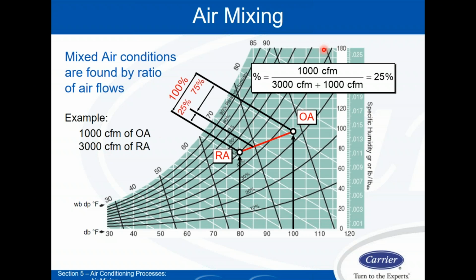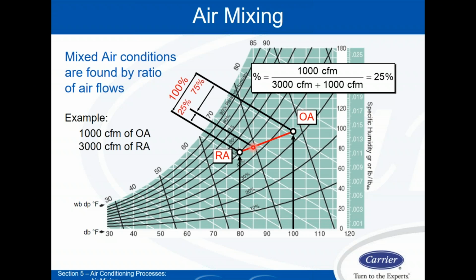Outside air is 1,000 of that, so I have 25% outside air, which means if I want to figure out what happens when these two mix, I need to go 25% away from the return air point. Some people make a mistake and go 25% of the distance from the outside air, but that doesn't make any sense because I have 25% outside, 75% return air. I should be closer to the return air once I mix them. So I go 25% away from the return air on a line between the two.